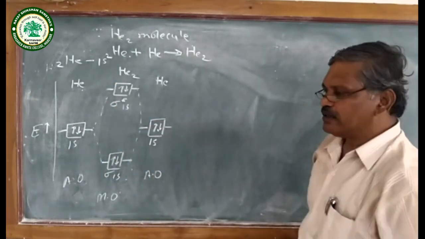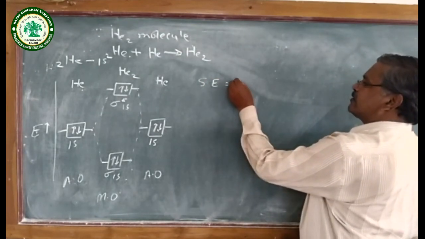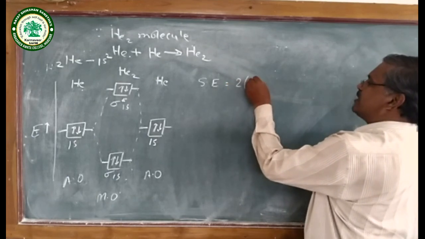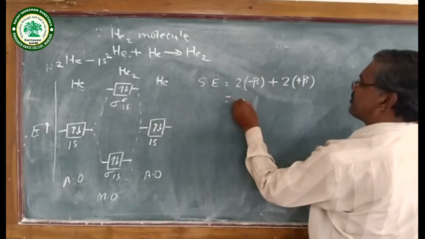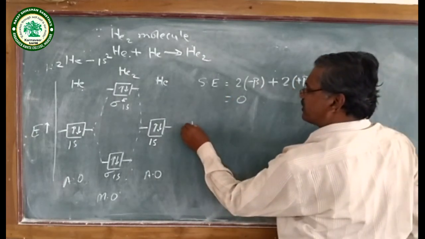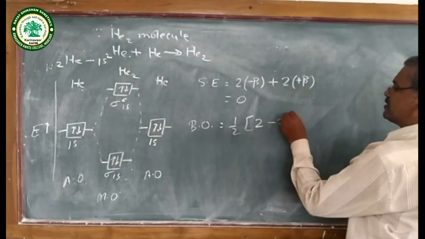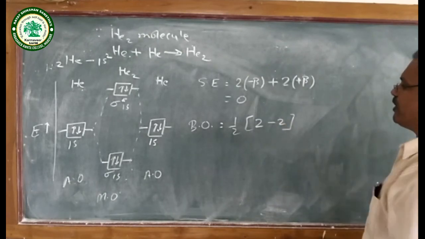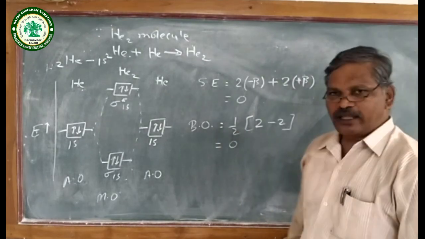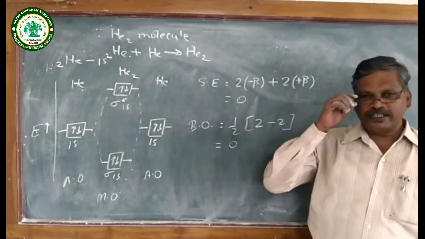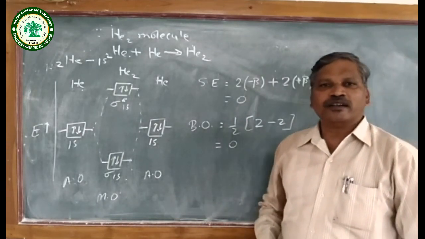If you calculate the stabilization energy, you will find that it is 2 into minus beta plus 2 into plus beta, which becomes equal to 0. The bond order is half into bracket 2 minus 2, that is number of electrons in bonding molecular orbital minus number of electrons in the anti-bonding molecular orbital, and the bond order becomes 0. Therefore this suggests that the He2 molecule is not stable, it does not exist.